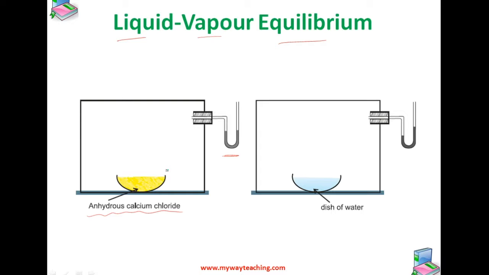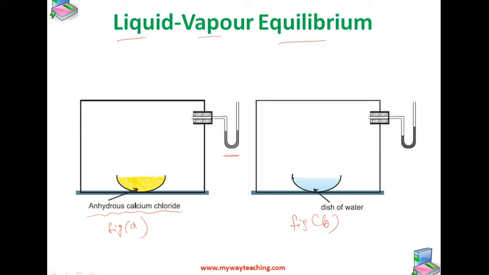After removing the drying agent by tilting the box on one side, we are just removing this anhydrous calcium chloride, which we call a drying agent. A watch glass containing water is quickly placed inside the box. See in the figure, this is figure A, this is figure B. You can see that we are placing water, which is quickly placed inside the box.